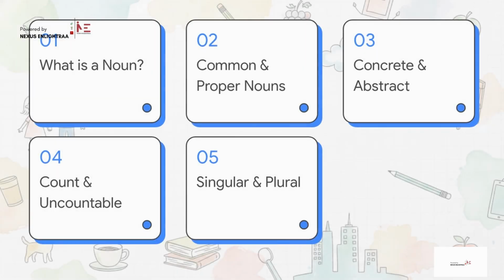Here is our roadmap for today. First, we'll answer the big question: what is a noun? Then we'll look at common and proper nouns. Third, concrete and abstract nouns. After that, countable and uncountable nouns. And finally, singular and plural nouns.